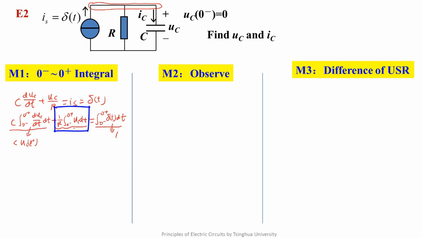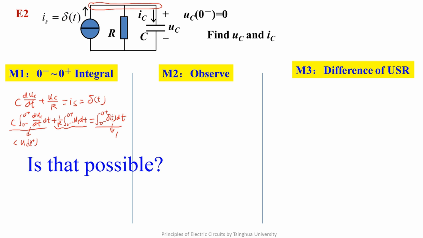What does it equal? We should think about the integral of uc from 0 minus to 0 plus. Is it possible that from 0 minus to 0 plus, uc is an infinite value, that is, an impulse function? You can think about it. It's impossible. Why? If uc is an infinite value or an impulse function, then ic and duc over dt is a much sharper function than the impulse function. But in circuits, we don't describe the derivative of delta t.